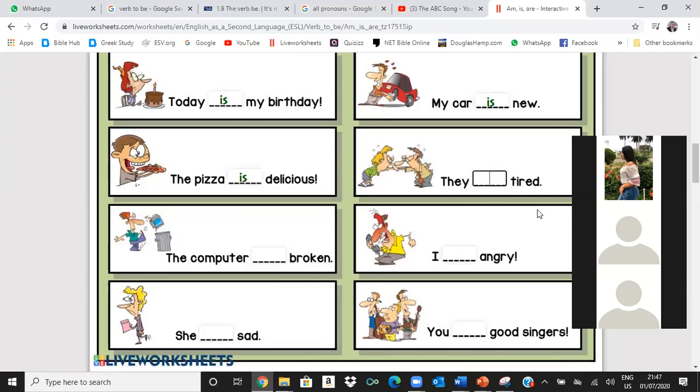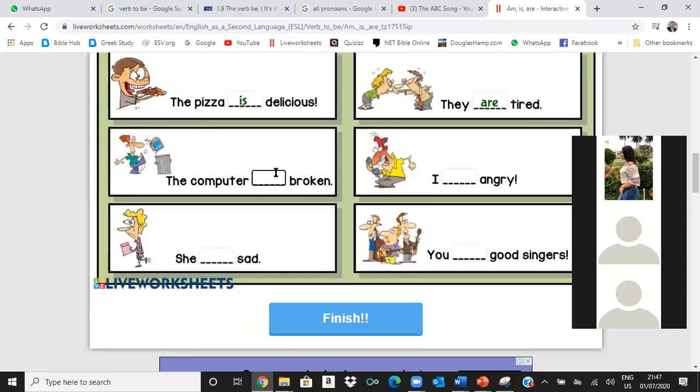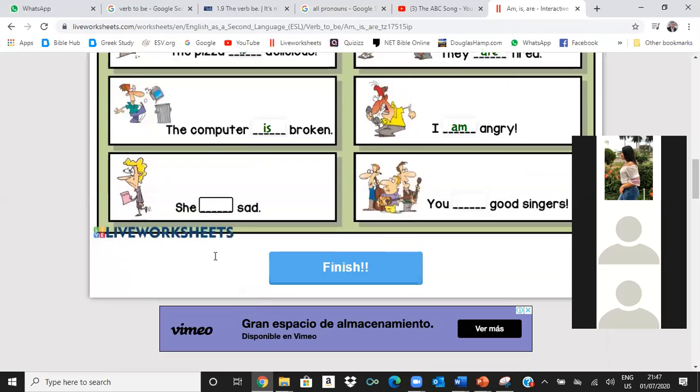They blank tired. Are. They are tired. Very good. The computer is broken. Very good. I am angry. Okay. She is sad. You blank good singers. Are.